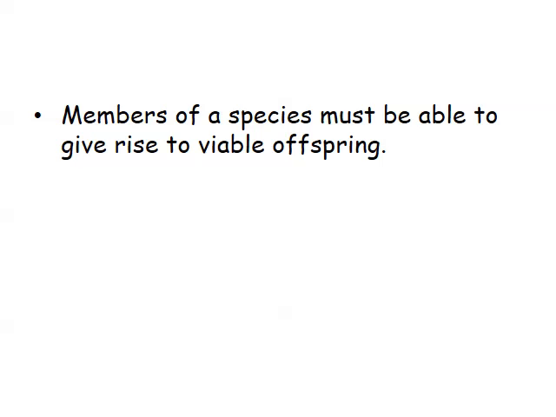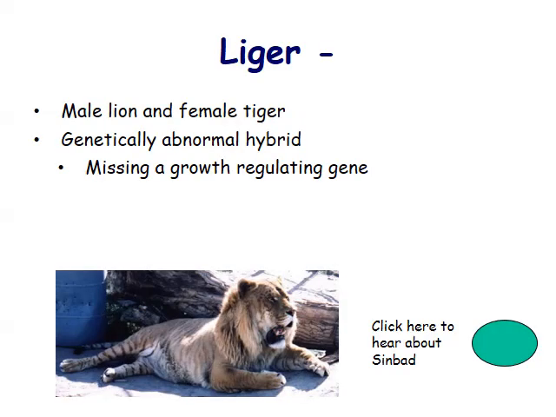One of the key concepts here is that members of a species must be able to, when they mate, give rise to viable offspring. A liger is considered to be a hybrid. Ligers are infertile, so therefore they're not considered to be their own species. A liger is formed by mating a male lion and a female tiger. This causes a slight genetic abnormality where a growth-regulating gene is missing.